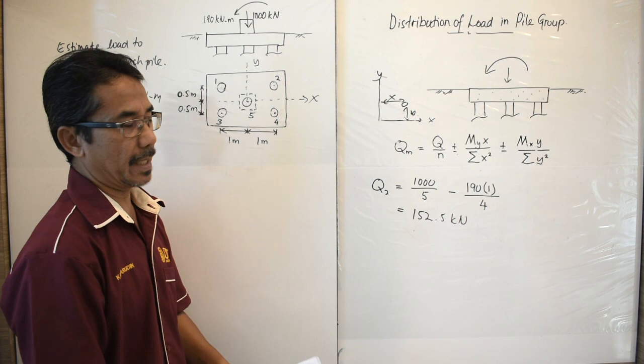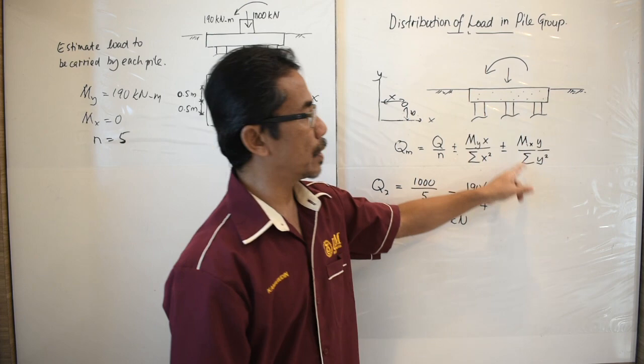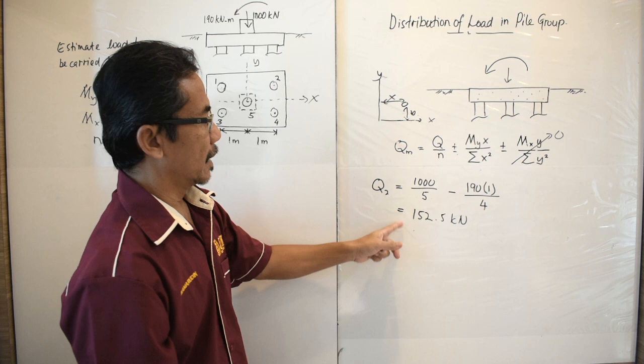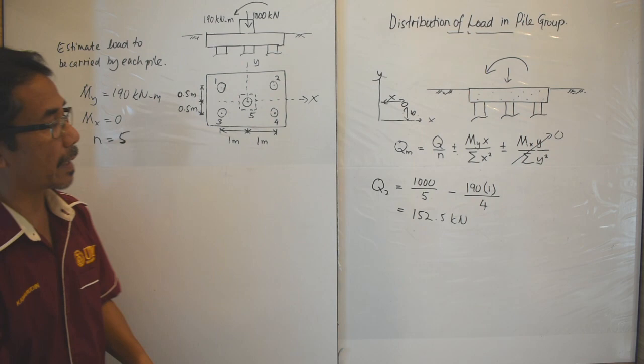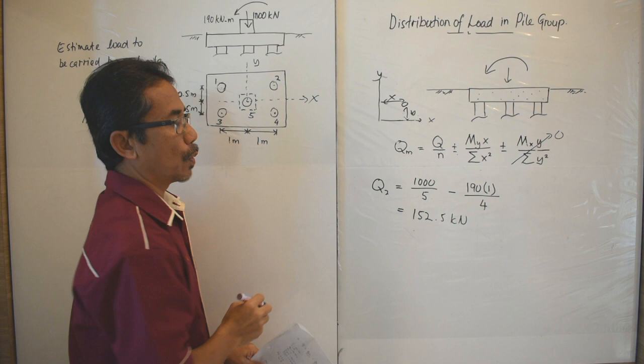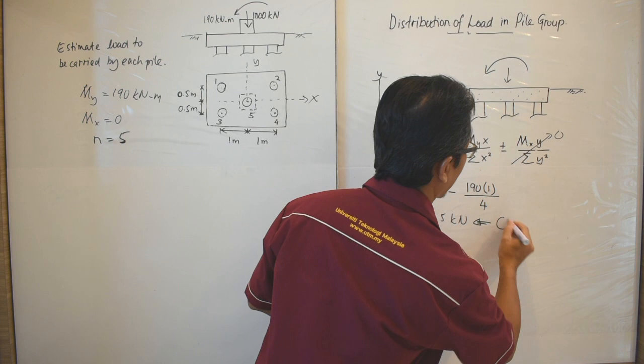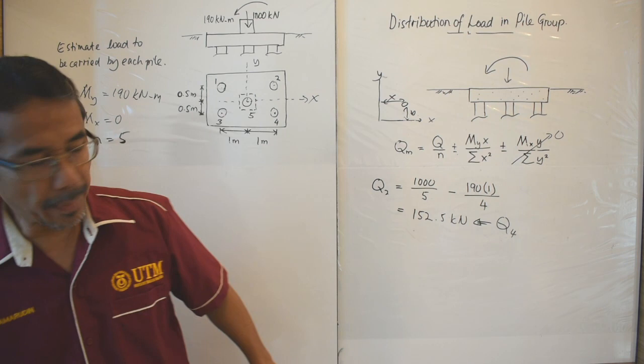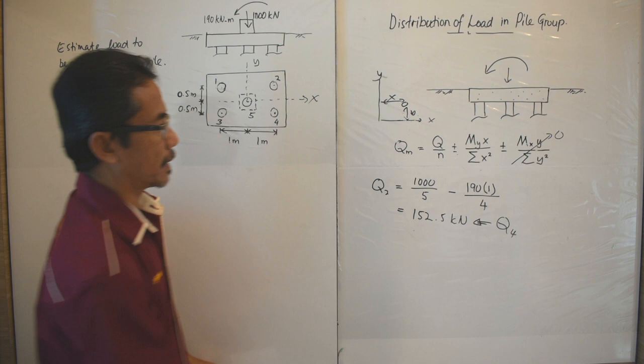Okay, if you notice that Mx, because Mx equals 0, we just ignore it. So refer to this figure again. There's another pile that carries similar load as Q sub 2, that is Q sub 4. Okay, same condition. So Q sub 2 equals 152.5 kilonewton. Similarly, pile number 4. Okay. Last pile that we have to consider here is pile number 5.